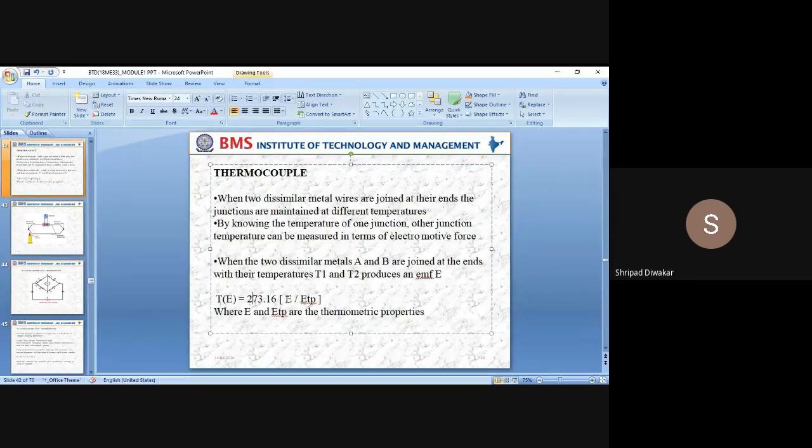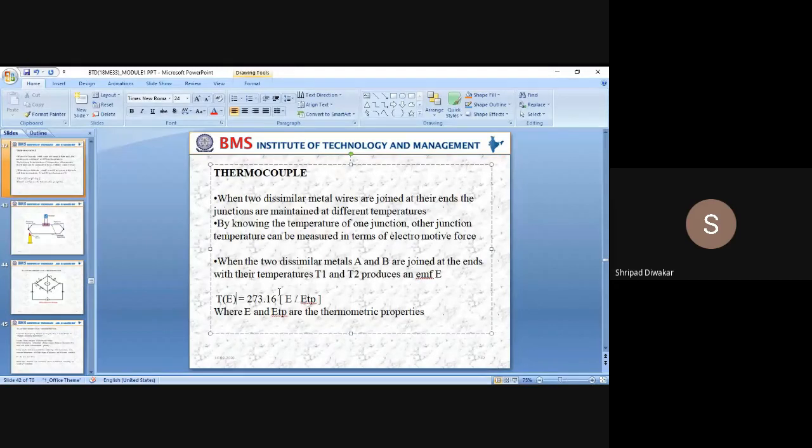ETP are the thermometric properties. E is the electromotive force, and ETP is the electromotive force at the triple point. This is a standard point, and E is the electromotive force we are obtaining experimentally. ETP is whatever the value at the triple point. So by knowing these two values, we can easily calculate the temperature of the other end. We know the temperature of one end, so our aim is to find the temperature of the other junction in terms of electromotive force.